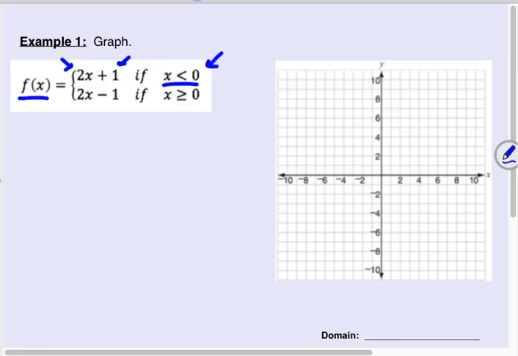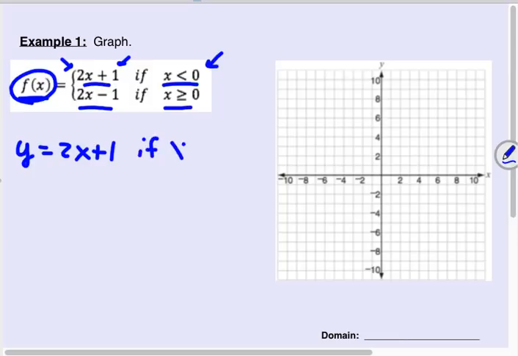So I'm going to break this up into, it looks like there's two different functions here that we're going to graph. They have two different constraints. They deal both with 0, and I'll talk about that in a minute. F of x is the same thing as y, so I'm going to say y equals 2x plus 1. That's what I'm going to graph. If there are no constraints, I just graph this line. If x is less than 0, this is our constraint.